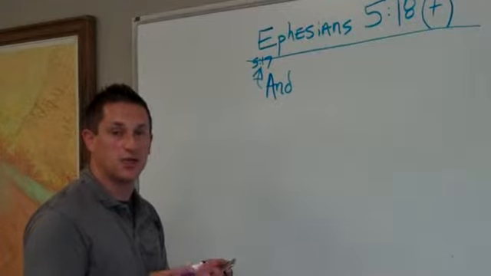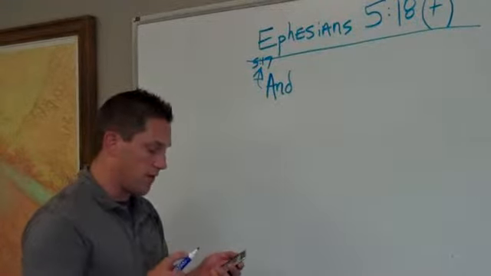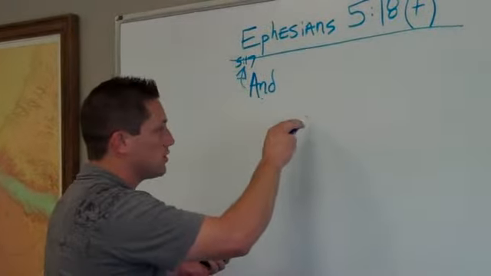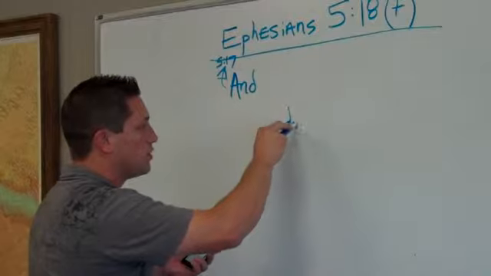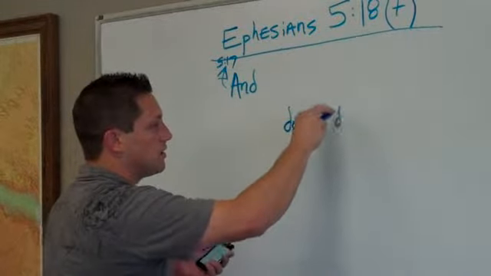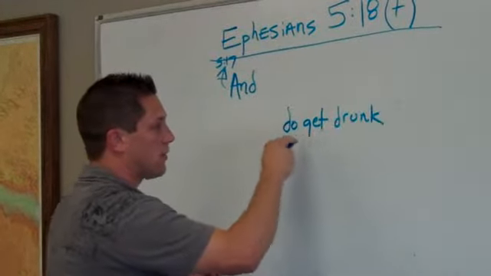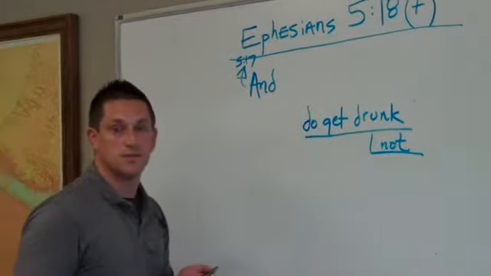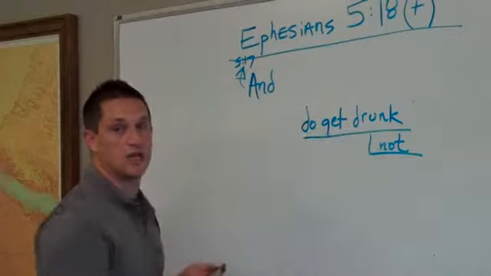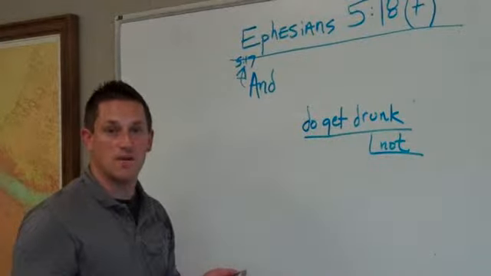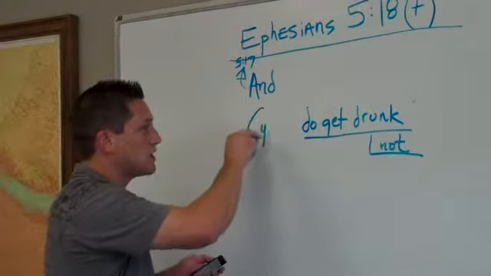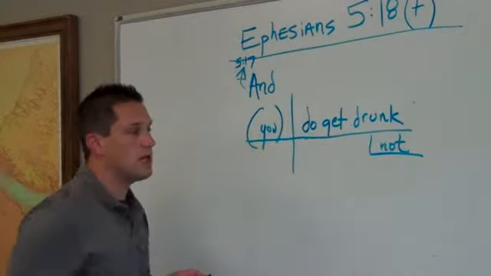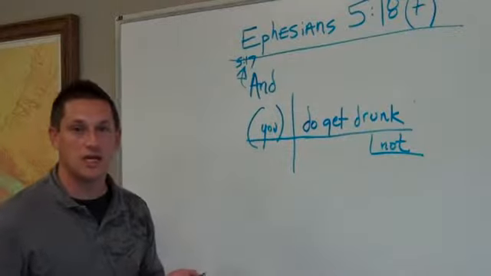Command to not get drunk. So the first verb that we find is a command to not get drunk. Okay, so what I'm going to do is just draw this up here and put "do get drunk." And I realize that looks kind of weird when I first write it up there, with the idea of that not modifying. Do not get drunk. Since it's a command, in English, there's always an implied you subject. Okay, so Paul is telling us to not get drunk.